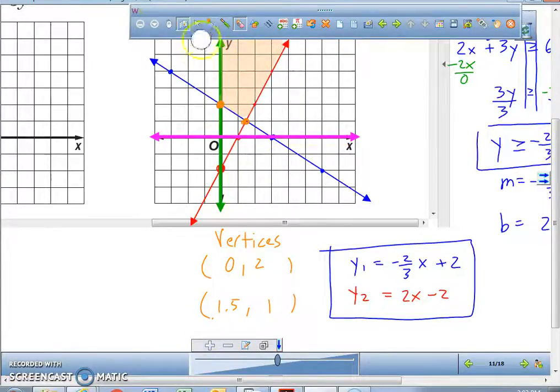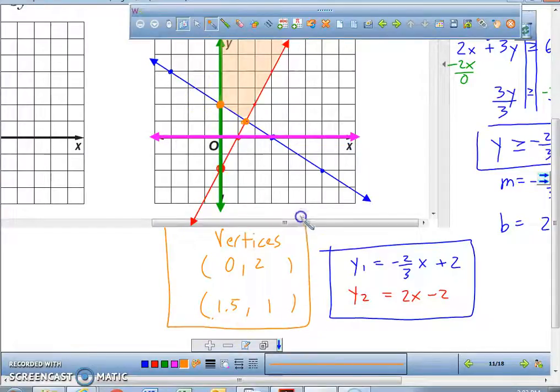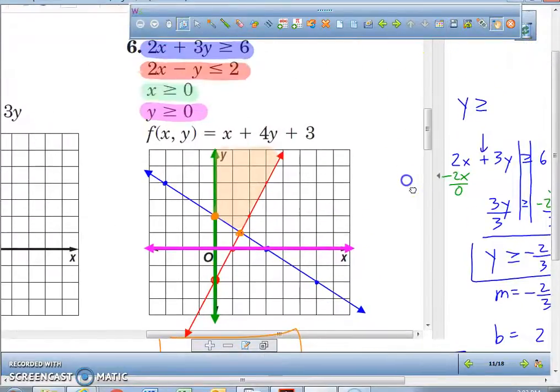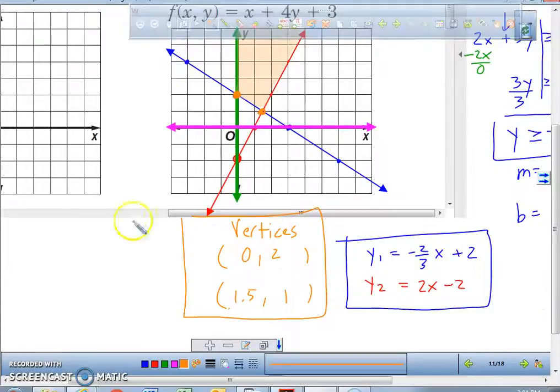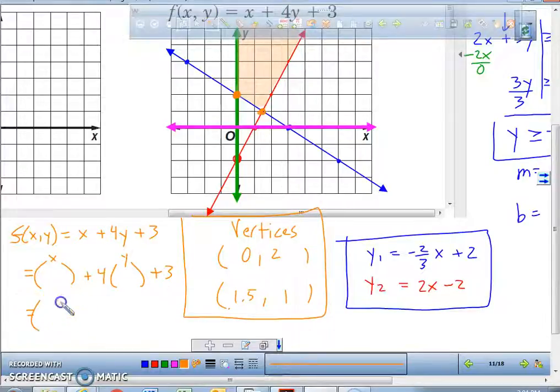Now we have our vertices. So now we have to use our function. I'm going to rewrite the function right here so you can see it. F of x, y equals x plus 4y plus 3. So we only have 2 vertices. So put an open parenthesis for my x, open parenthesis for my y, and then add 3 at the end.